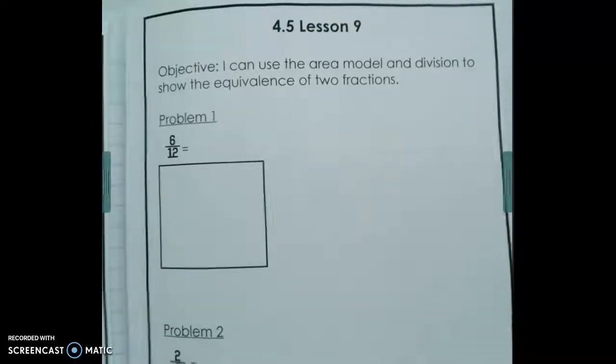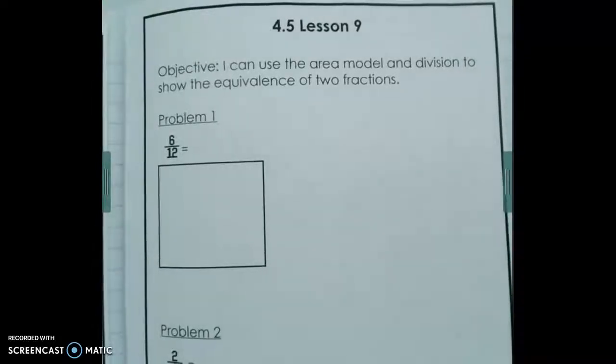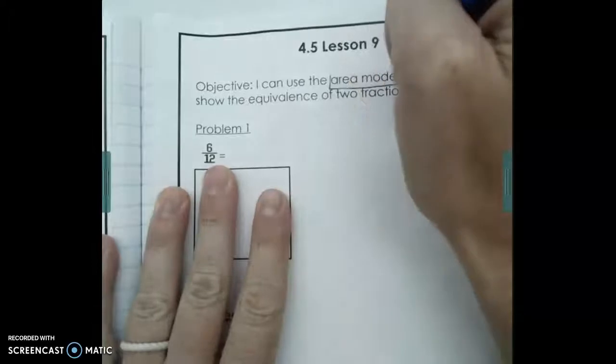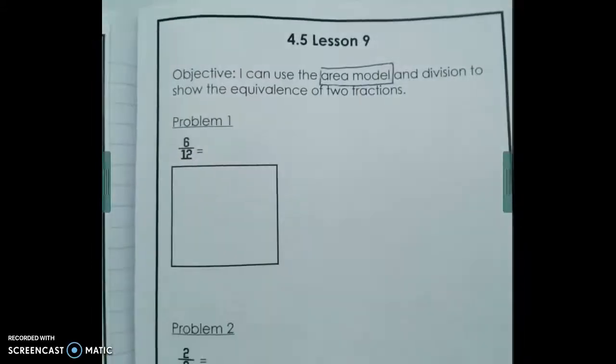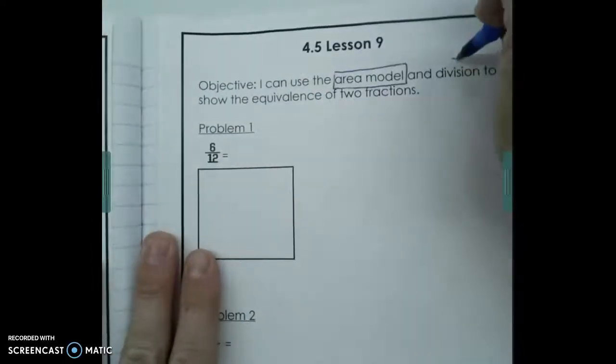All right, we're on 4.5 lesson 9. And we're going to be using an area model and division to show the equivalence of two fractions. So today we're going to go working backwards using division.